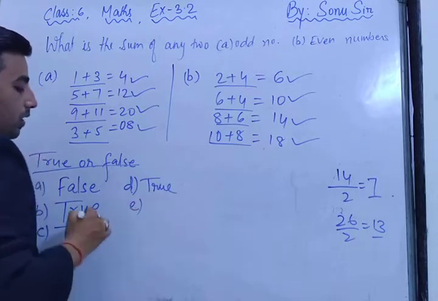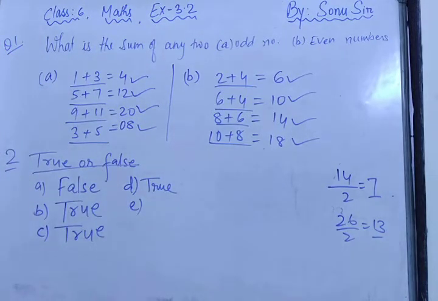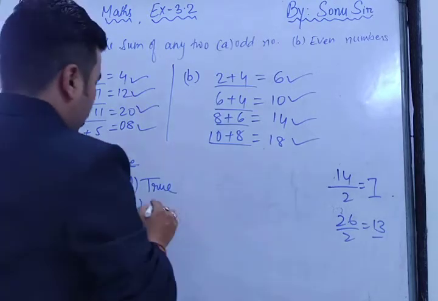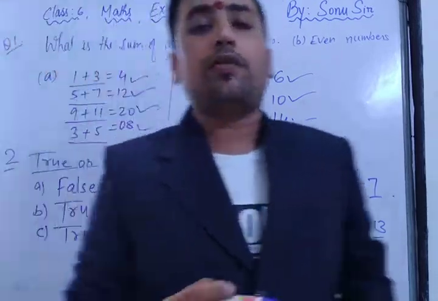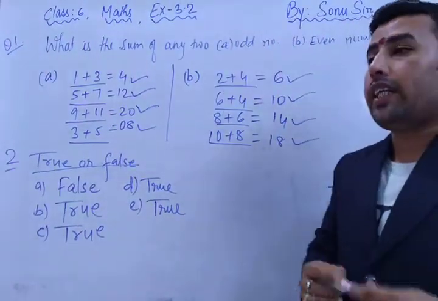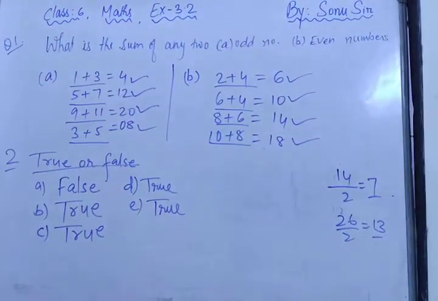Now we are moving towards the E question. All prime numbers are odd. Yes, true. Why? Because a prime number means a number which is divisible by 1 and itself. So 1 and itself, it will always be an odd number only. It will not be an even number.